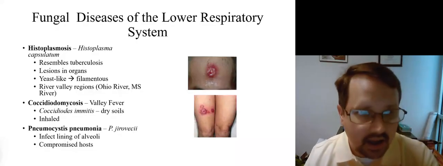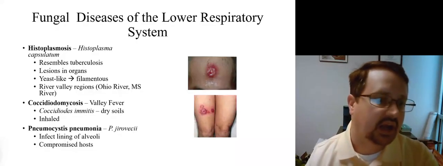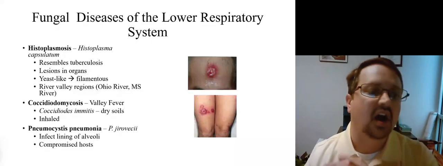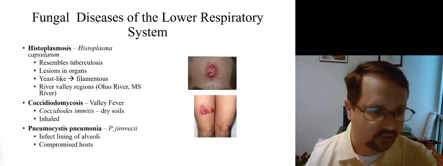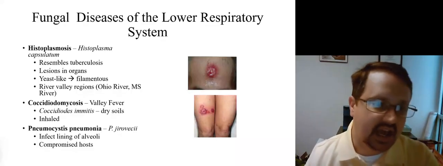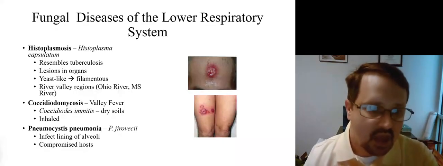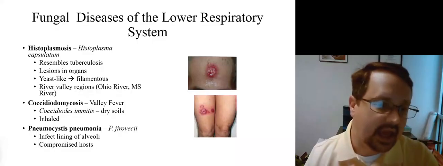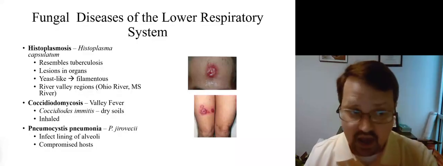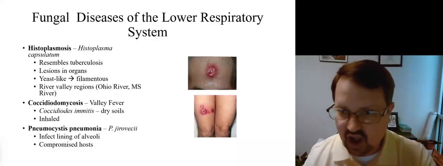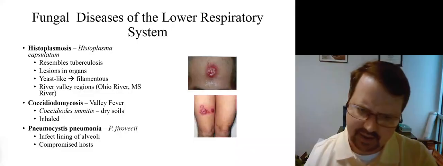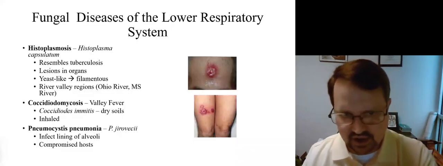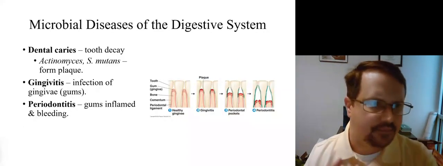Coccidioidomycosis, valley fever, Coccidioides immitis. It lives in dry soils, and you inhale it from the dry soils. Pneumocystis pneumonia infects the lining of the alveoli as well. You get this in compromised hosts. Compromised hosts tend to get some really weird fungal infections that nobody else gets.